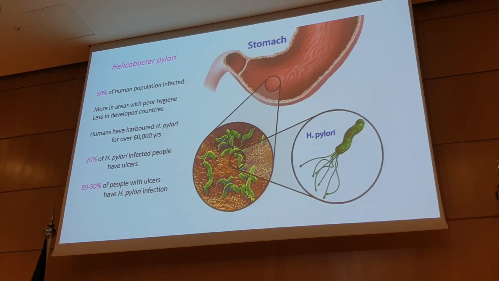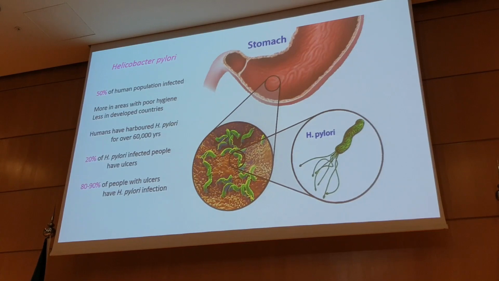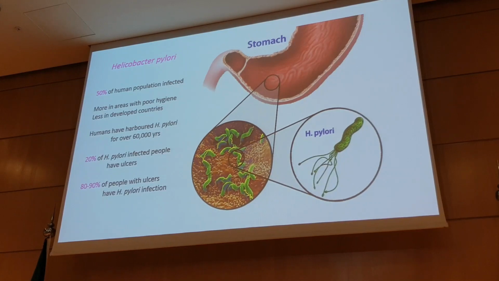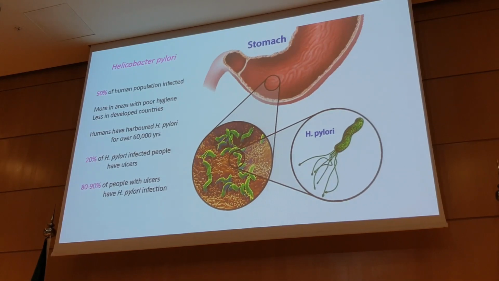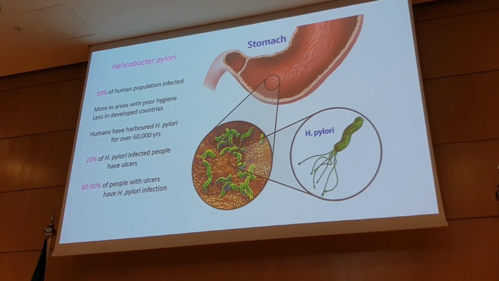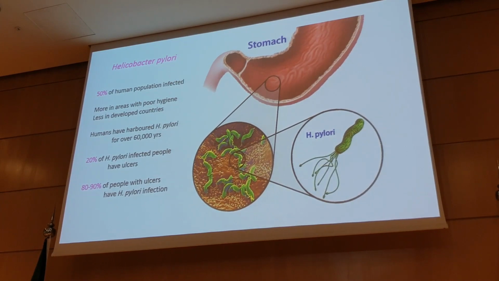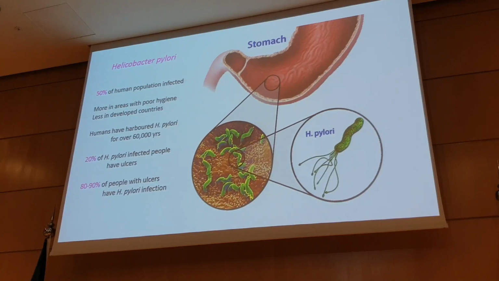pylori. Now, that also includes not just places like Riyadh, where we have reasonable hygiene, taking care of water and waste, but also remote areas where they don't have access to the kind of infrastructure you have in a larger city. So that includes the whole world. Let's pretend it's this class, and half of you have H. pylori. That's half, right?